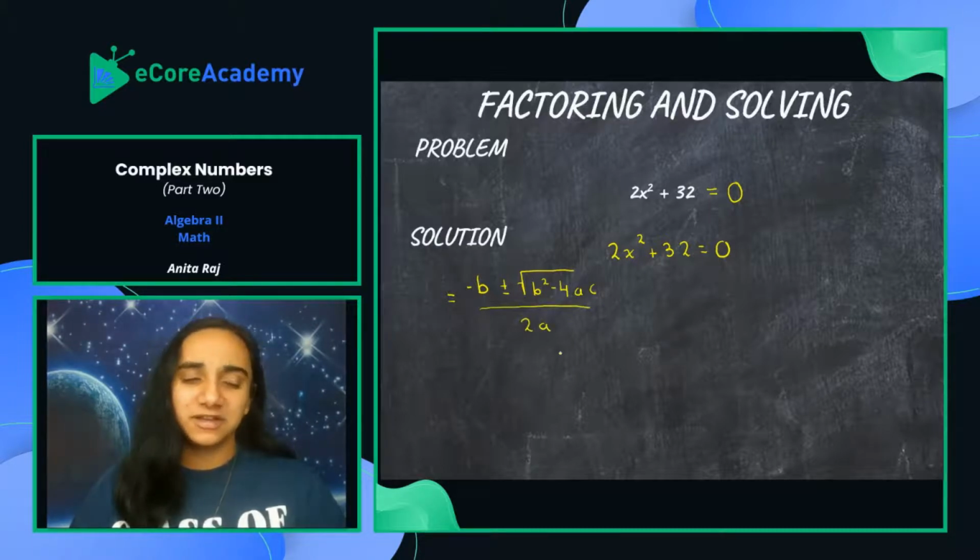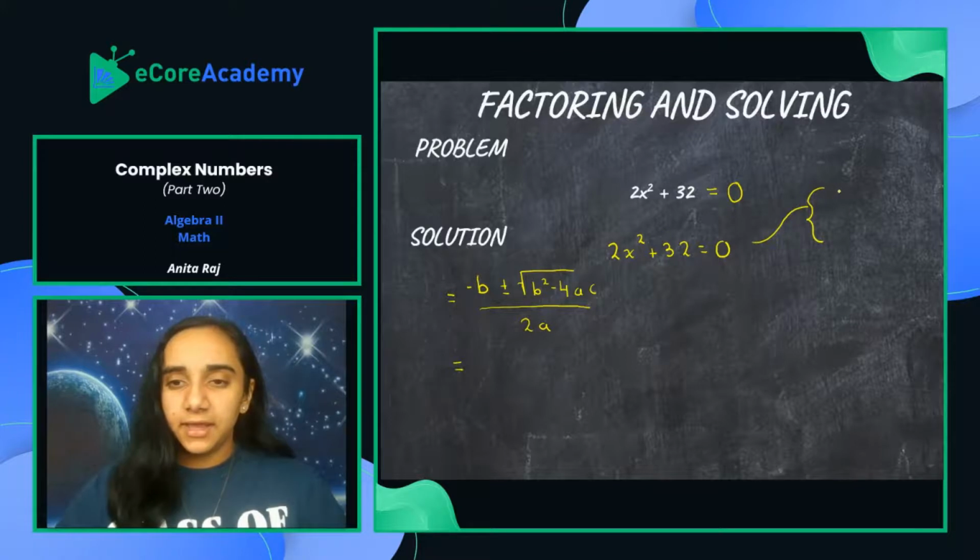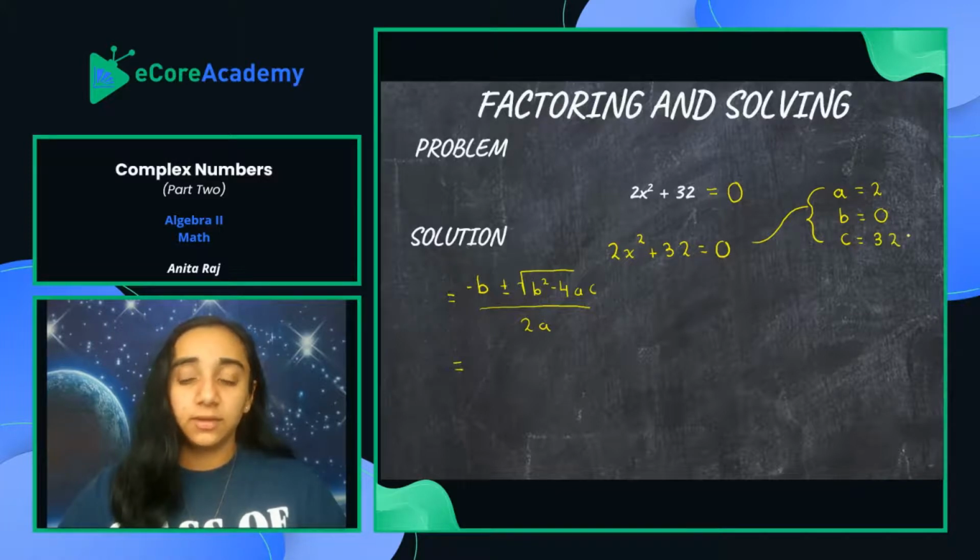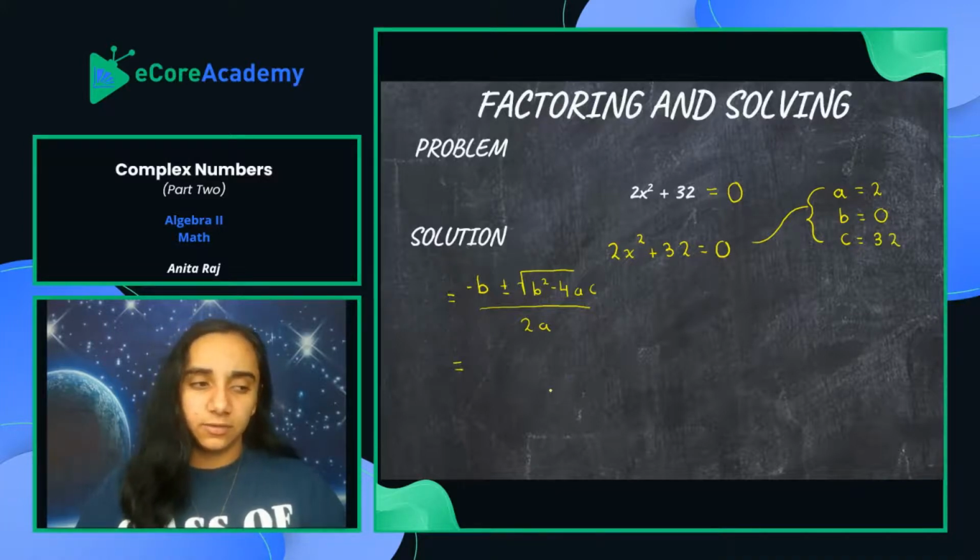Hopefully you have this memorized. And what we're going to do is just plug the values in. So over here, I'm just going to write it off to the side. A in this case is equal to 2, because it's next to our x squared term. We don't have a b because we don't just have an x term. So b is technically equal to 0, and c, which is just our constant, is equal to 32. So knowing this, we can plug these values into the quadratic formula.